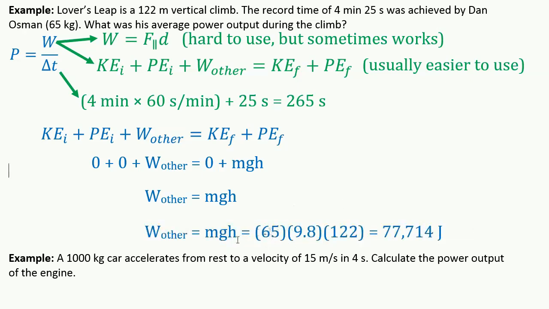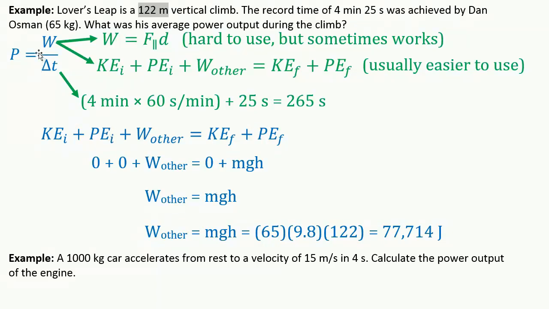And if I plug in numbers, m, his mass, is 65, little g is 9.8, and his height at the end, remember this height is on the right side of our equation, so it's the final height, is 122 from our problem right here. Multiply those together, and I get 77,714 joules. That is the work that was done on Dan or by Dan to give him this potential energy.